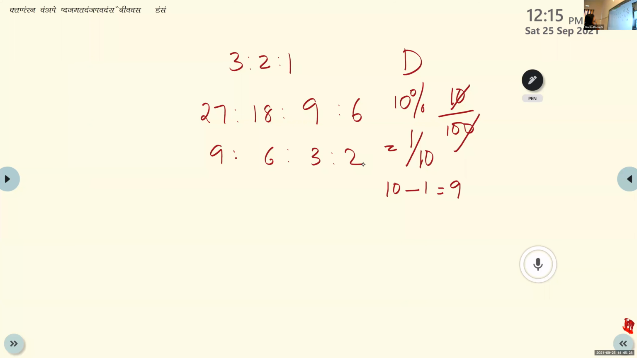Yes, Irfan? Is there anyone who hasn't got this question number 2? Did everyone get this question number 2? Yes. Okay, go for 3 then.